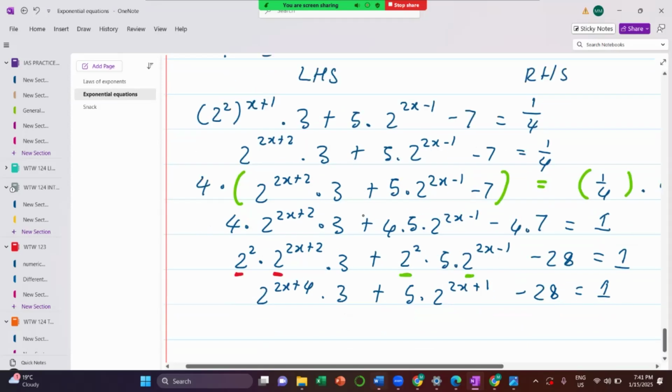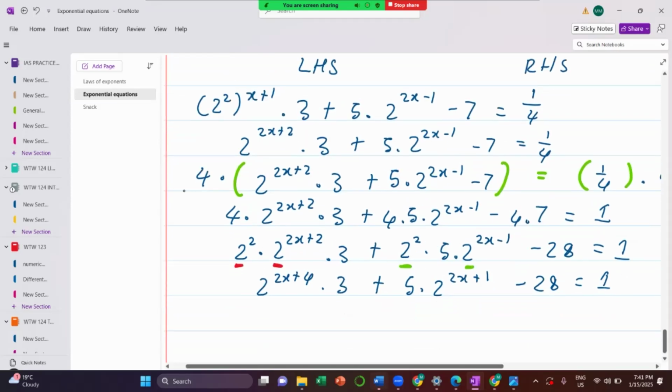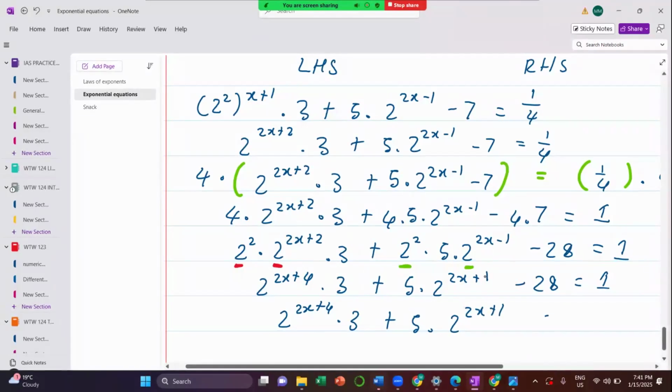But now, since I see that all my unknowns are here, and this 28 does not have anything associated with x, I can simply transpose it to the other side along with what? With 1. So this side I'll just be left with 2 to the exponent of 2x plus 4 times 3 plus 5 multiplied by 2 to the exponent of what? 2x plus 1, all equal to what? 1 plus 28 is going to be what?